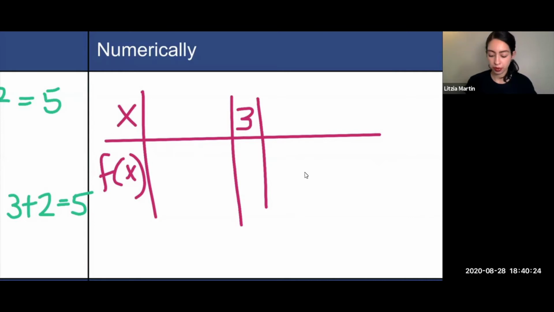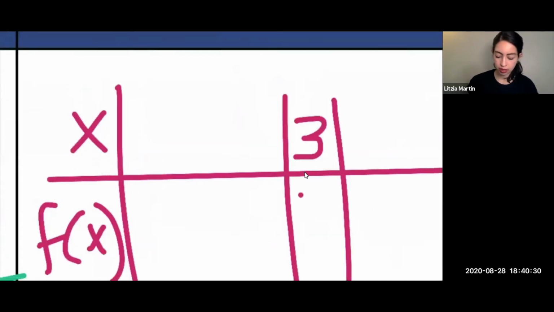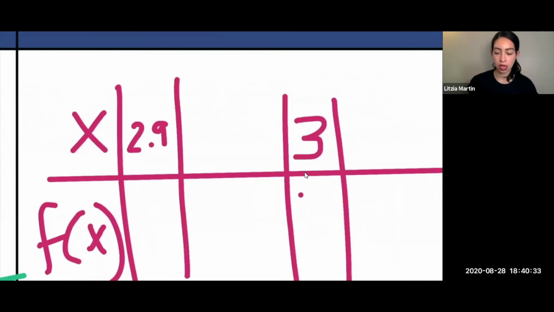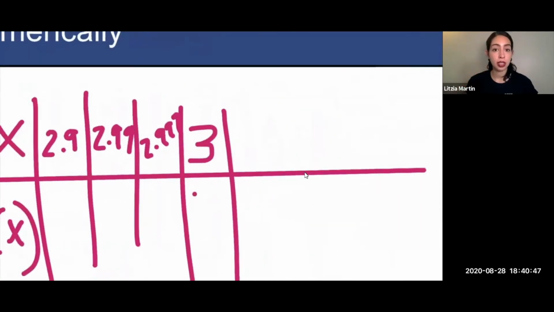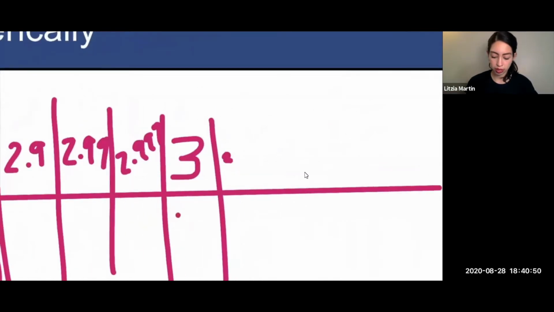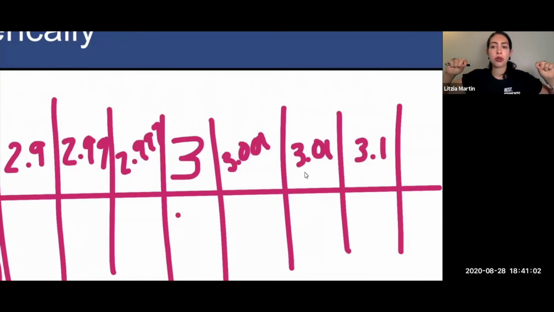So for example, to the left of 3, we may have 2.9, 2.99, and 2.999. Those are all getting really close to 3 on the left side of 3. On the right side of 3, maybe we have 3.001, 3.01, and 3.1. I chose those points because they are really, really close to 3.